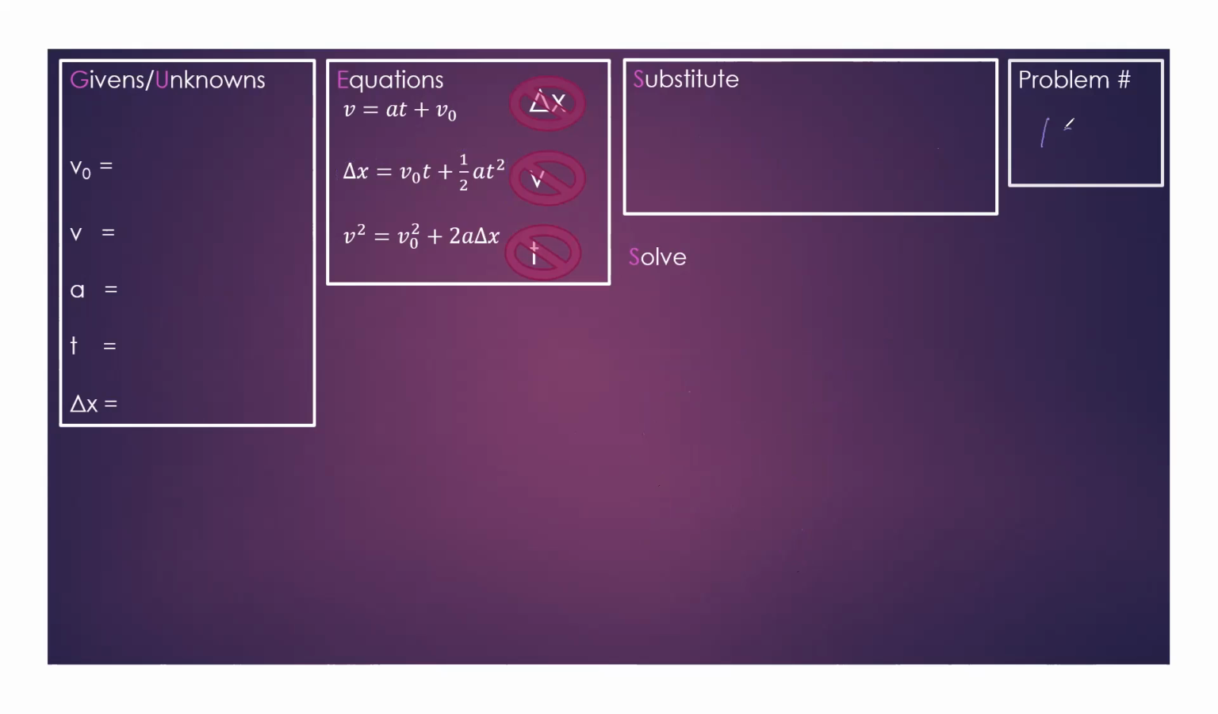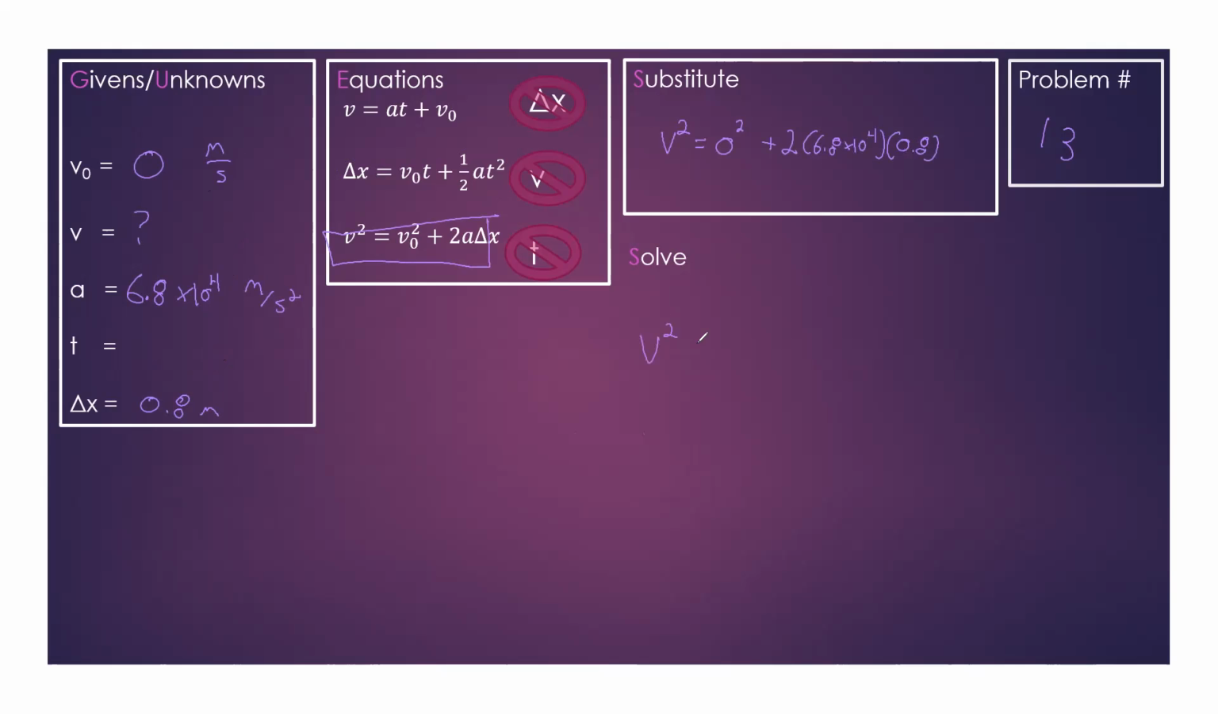For problem 13, a bullet once fired from a rifle, so it starts at rest because, well, it's not moving if it hasn't been shot yet. 6.8 times 10 to the fourth is its acceleration, meters per second squared. If the barrel is 0.8 meters long, then how fast was the bullet going as it left the barrel? I do not care about time. I will use my equation that does not have time. So v squared equals v naught squared plus 2 times a times delta x.